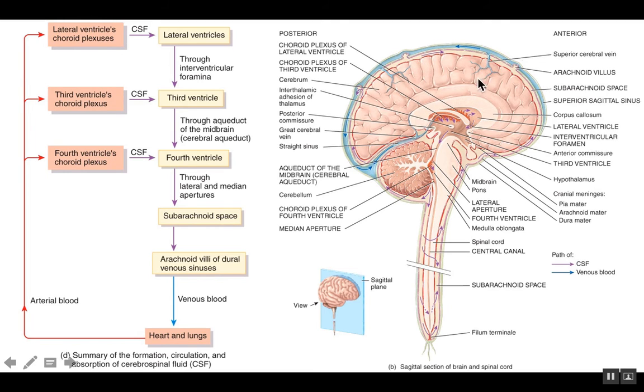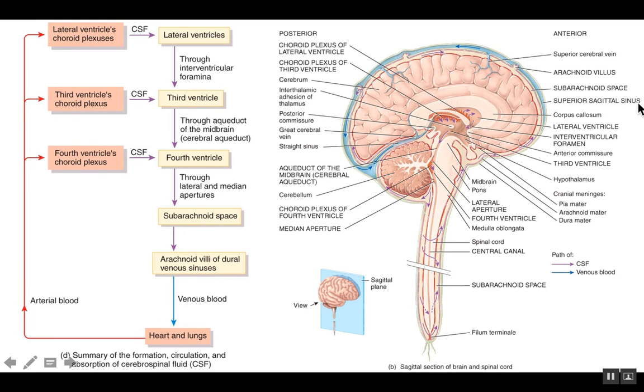So once it circulates, we've got to get it back. We've got to remove it now. And there's one area right here I want you to focus on. Right there, you'll notice that purple arrow is going from the subarachnoid space into this blue stuff. This blue stuff represents venous blood. It's found in a sinus known as the superior sagittal sinus.